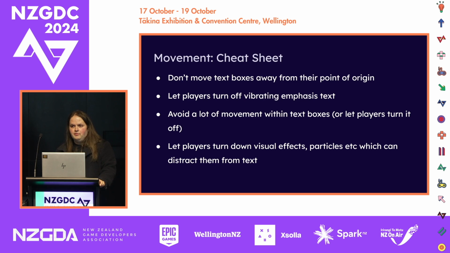So to summarize movement, avoid moving text boxes away from their point of origin, as it can make text much harder to read, especially for dyslexic people. Let players turn off vibrating emphasis text, avoid movement within text boxes or let players turn that off, and let players turn down background visual effects and particles so they can make text easier to read.